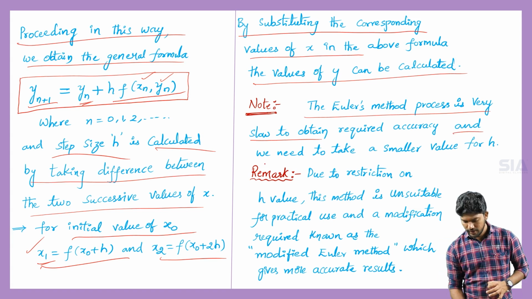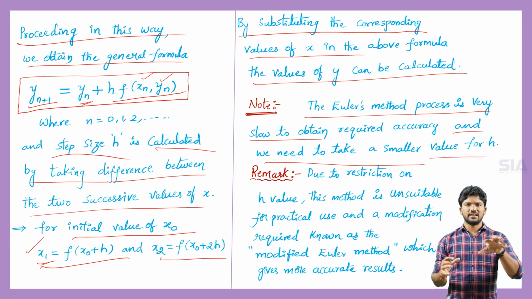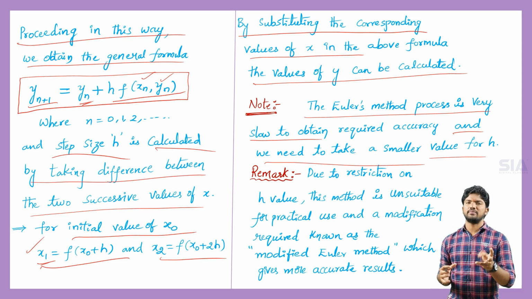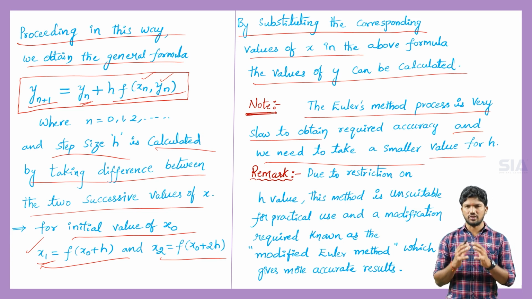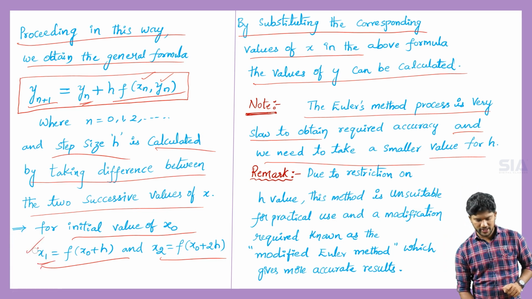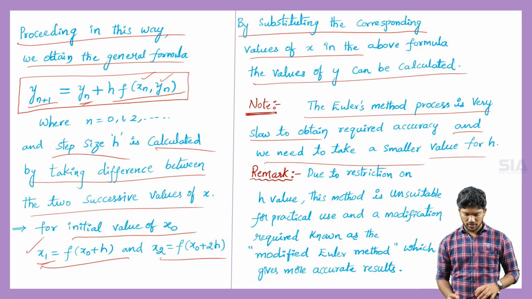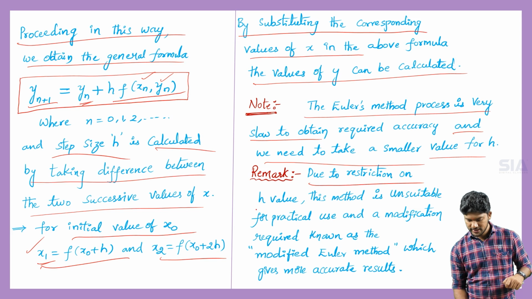We need to take a smaller value for small h, and to avoid that slowness we have to take the h value as small as possible. So this small h plays a key role in this method, and that small h is the drawback of this method. Not that we can call it a drawback, but we have to consider small h as a very small value. Due to this slow process, we have one remark regarding this method. That remark is due to the restriction on small h value.